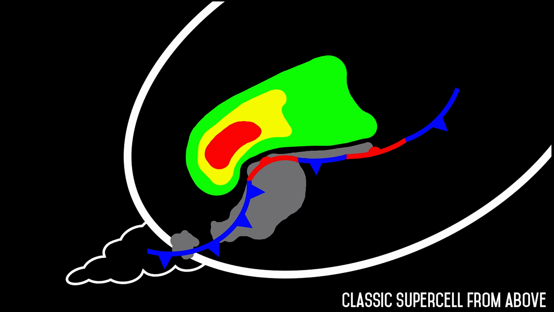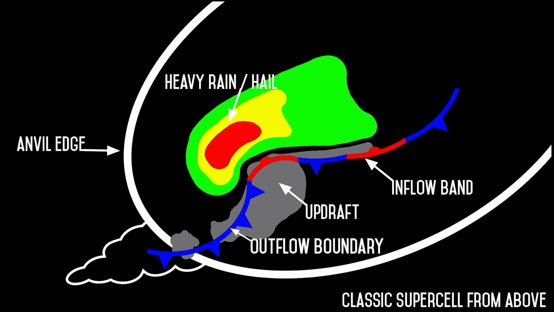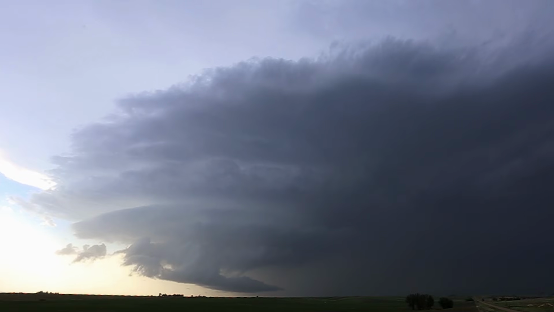The first, a classic supercell, containing a persistent rotating updraft. Inflow as well as outflow. A core consisting of heavy rain and hail. And an anvil surrounding the storm with light rain. These storms are often characterized by a mesocyclone with boilerplate structure.